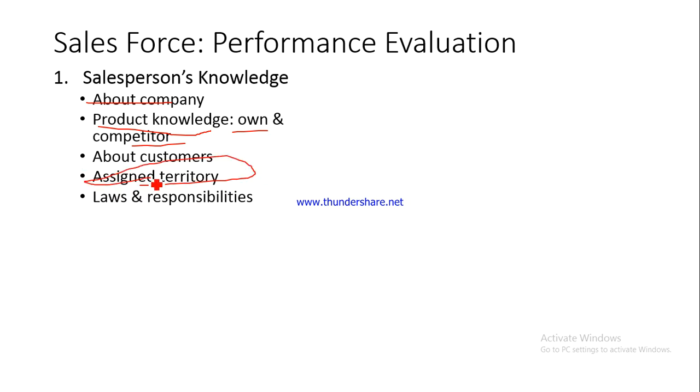Take an example. For example, if a particular salesperson is given the Pithoragarh territory, he should know well. He should have sufficient information about the Pithoragarh district, the Pithoragarh territory. He should know which are the places where there is a lot of population density and which are the places where the population density is much less. What are the prominent localities where more affluent people live, so that they can be sold the product. So he should have sufficient knowledge about the territory also.